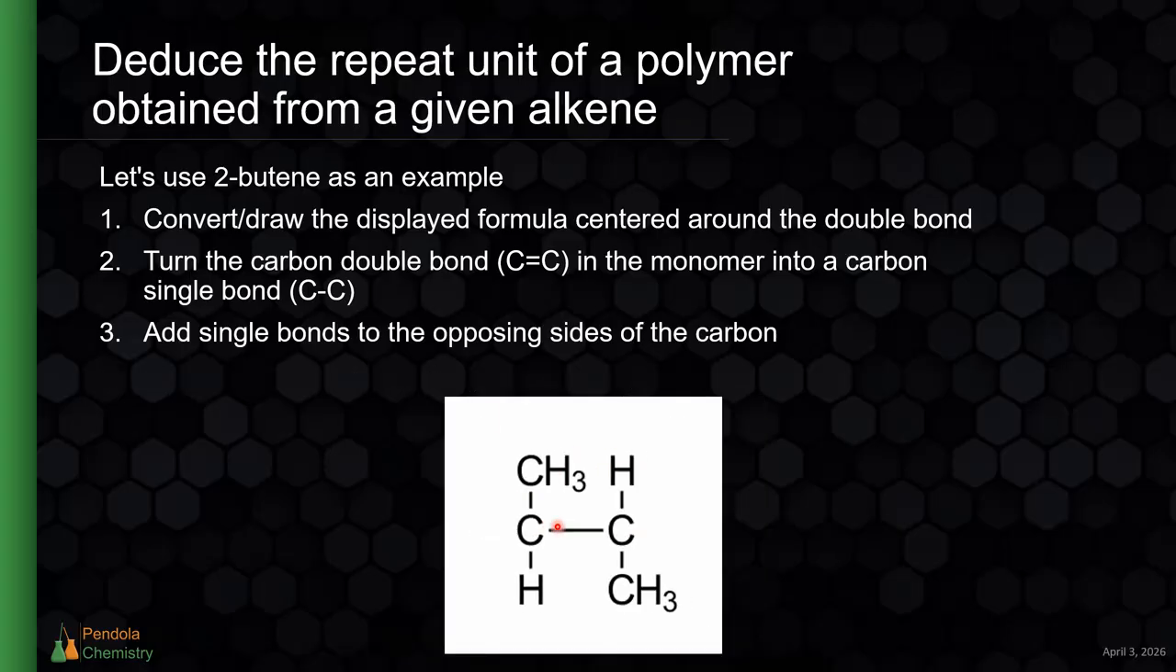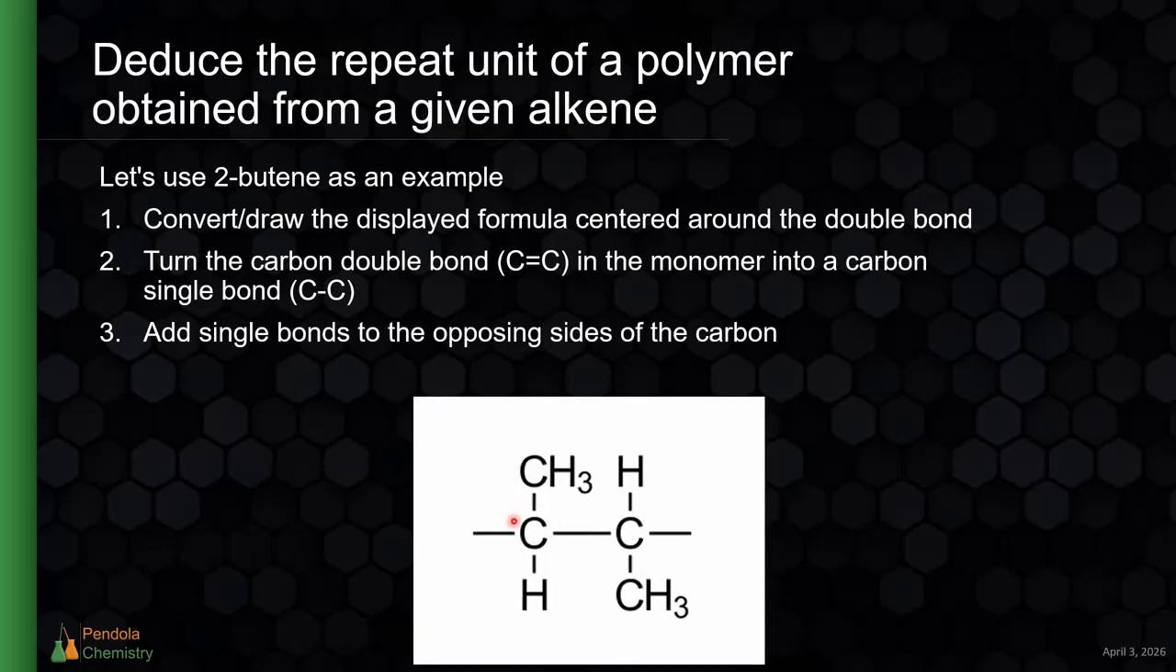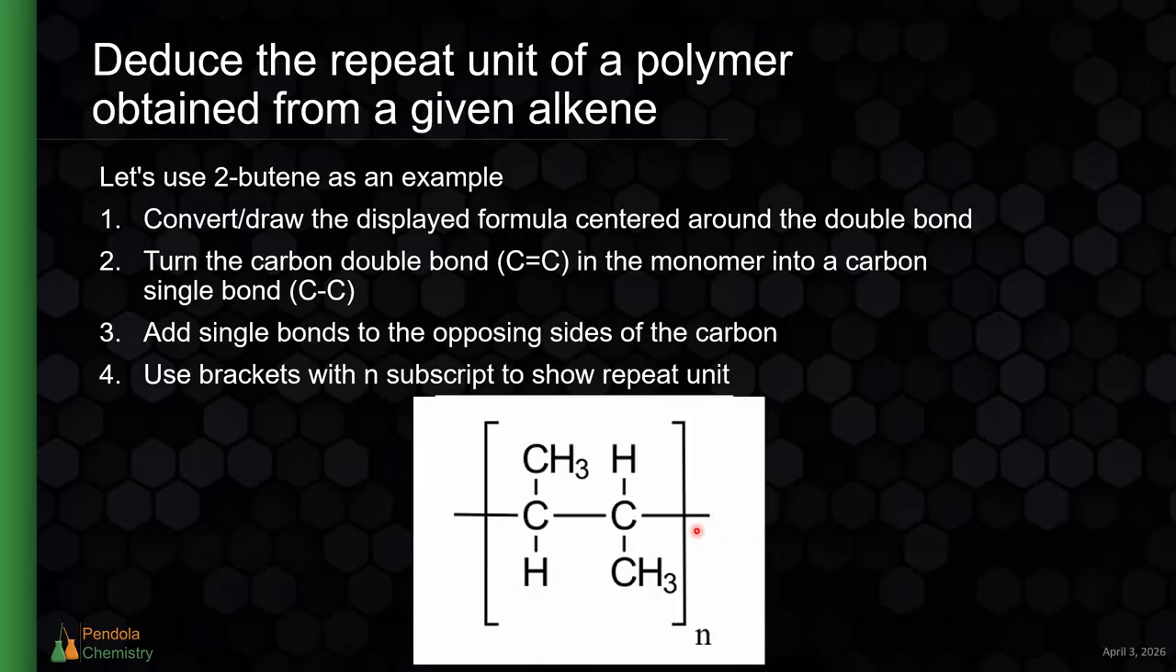So once we go from that single bonded carbons, because we got rid of the double bond, to then drawing those bonds on each side of the carbons, we're going to put a bracket with an n to show that this is a repeat unit of a much larger polymer. And that's how we go from the alkene all the way to our repeat unit.